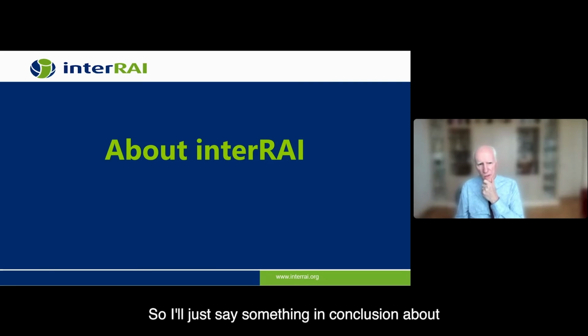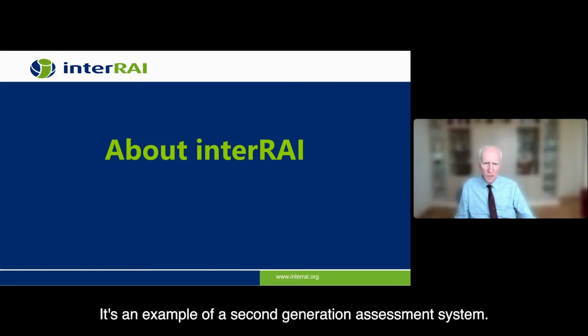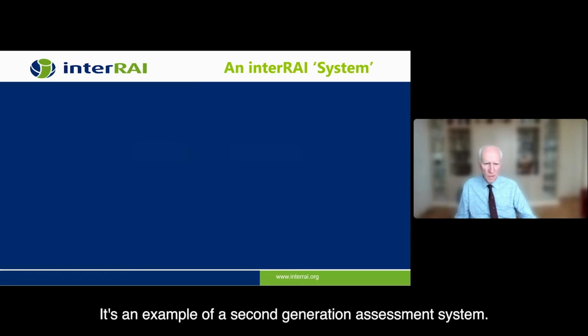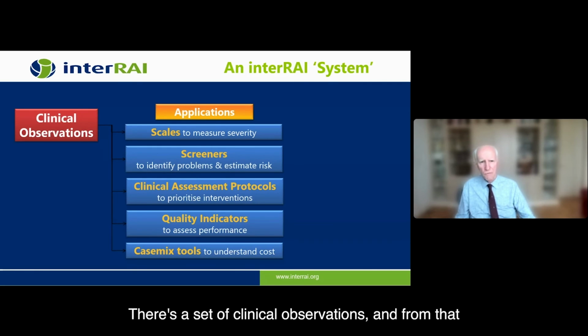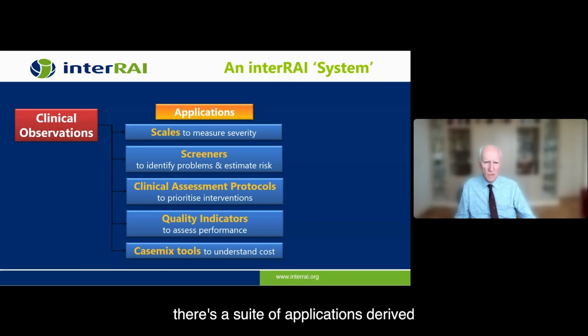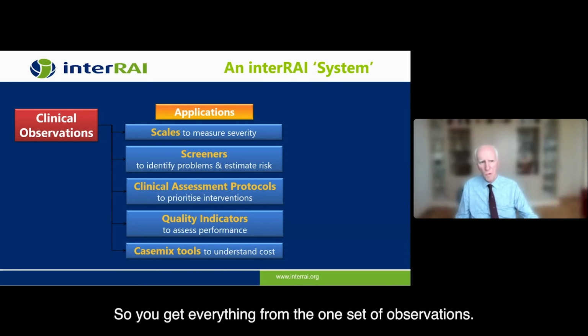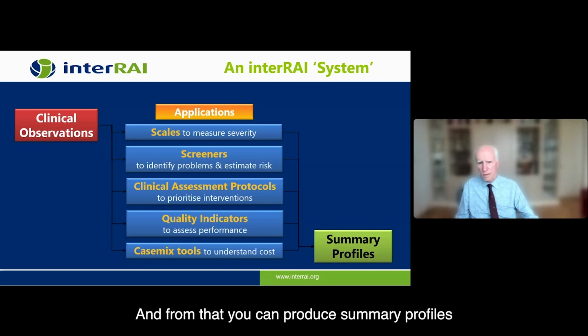So I'll just say something in conclusion about what INDRI is. It's an example of a second generation assessment system. It works like this. There's a set of clinical observations, and from that there's a suite of applications derived through a series of calculations. This would be severity scales, screeners, protocols to direct clinicians towards certain interventions, quality indicators, and payment-based case mix tools to support payment. So you get everything from the one set of observations. And from that, you can produce summary profiles characterising the person and their needs.